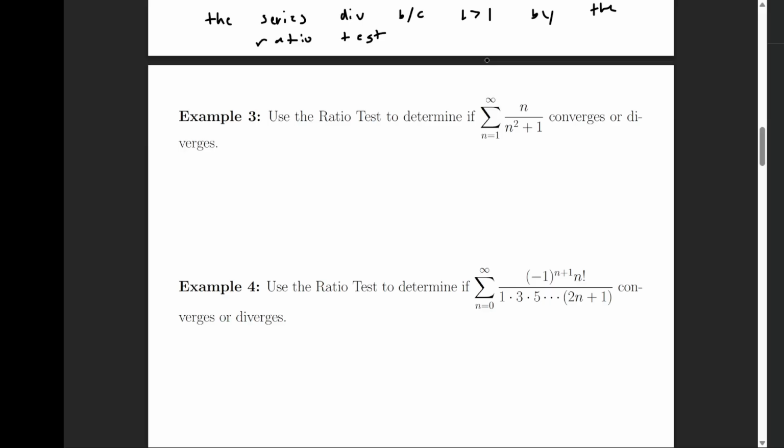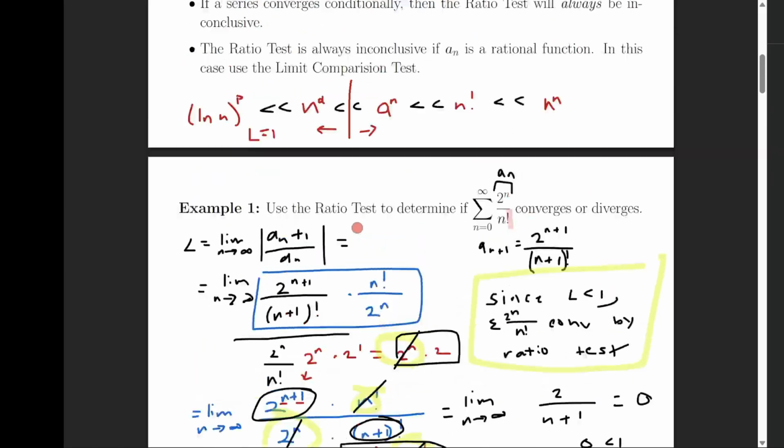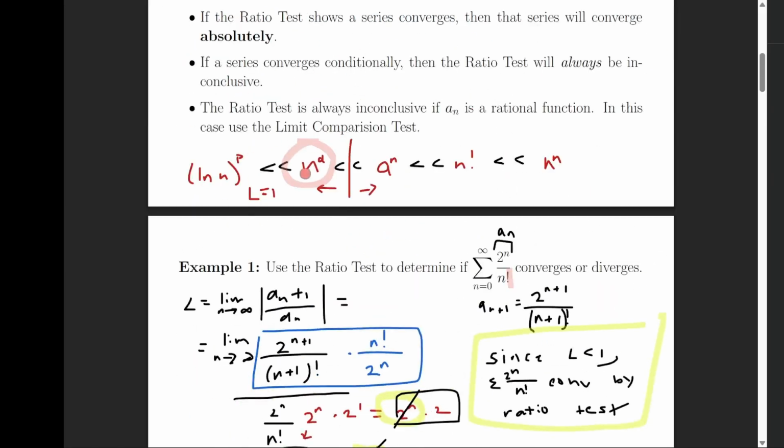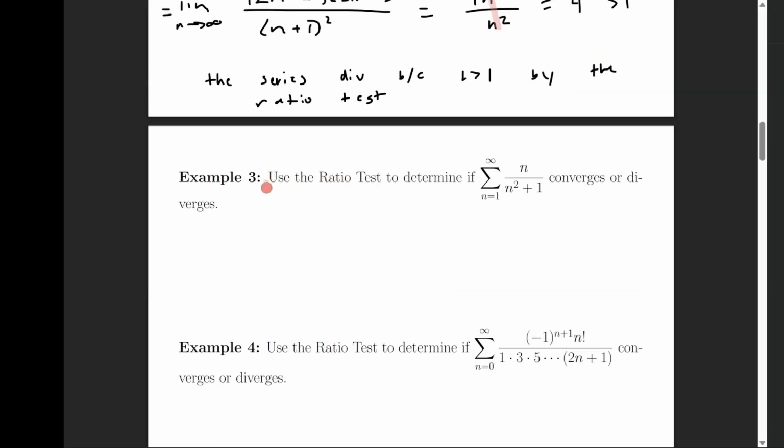Okay, so use the ratio test to determine if this series converges or diverges, right? We can see there's no factorials, and then we go back to our little exponential chart. We can see that this is this one right here. So we know that L is equal to 1, but I'll work it out, because if they say specifically to use the ratio test, you basically have to show your work for why L equals 1, so that's what we're going to do.